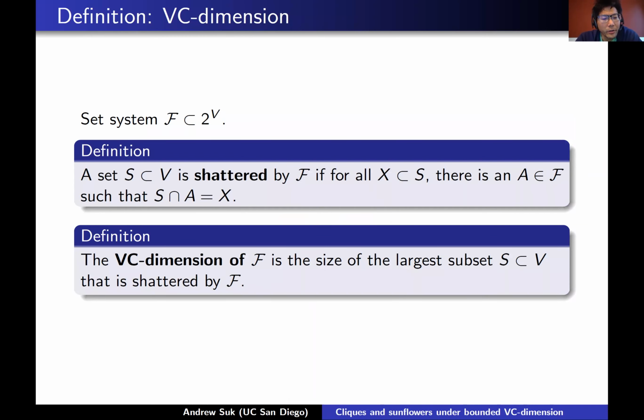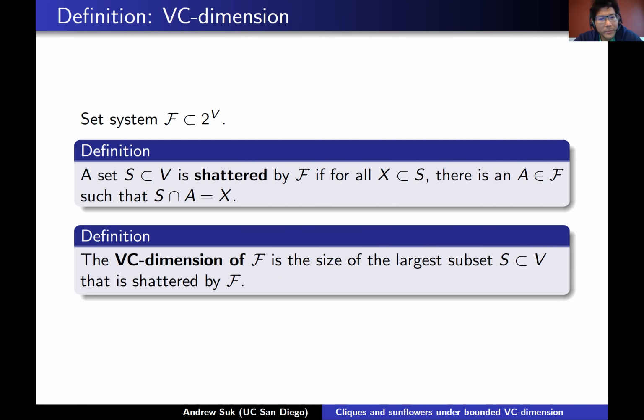And just to be thorough, I'll start off with the definition of VC dimension. So given a set system F with a ground set V, we say that a subset S of your vertices is shattered by F if for every subset of S, you can find a set A in your family that contains exactly those members from S. And so the VC dimension of this family F is simply defined to be the size of the largest subset of vertices that can be shattered by F.